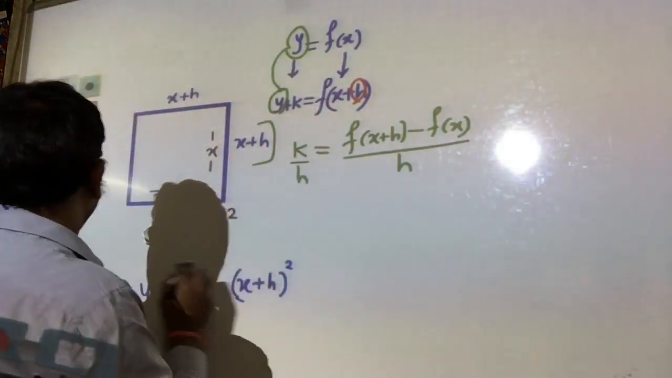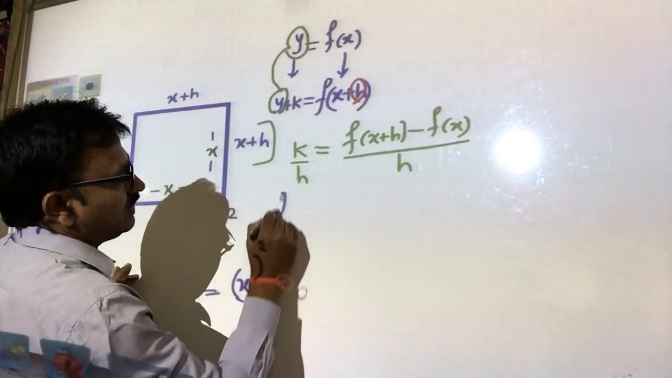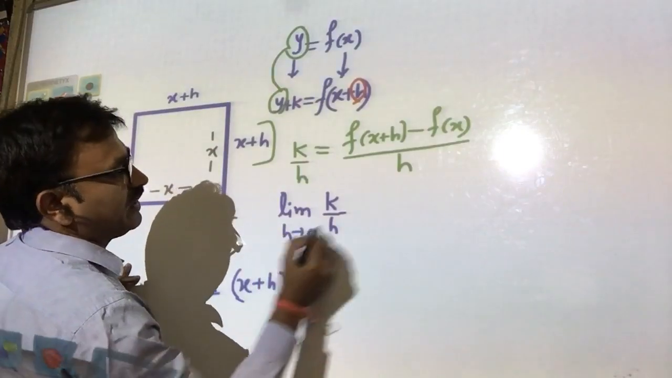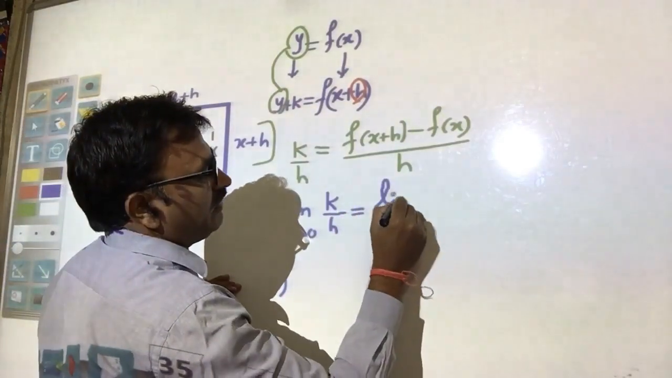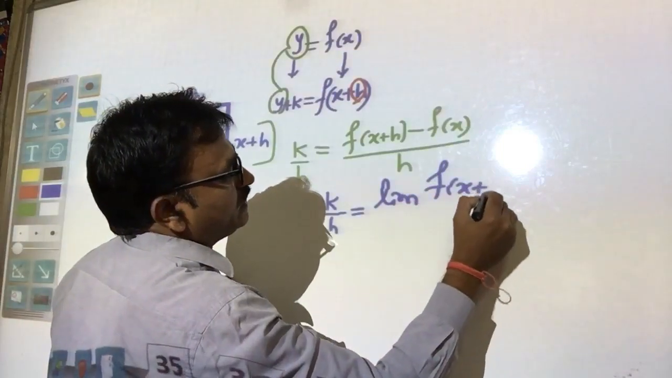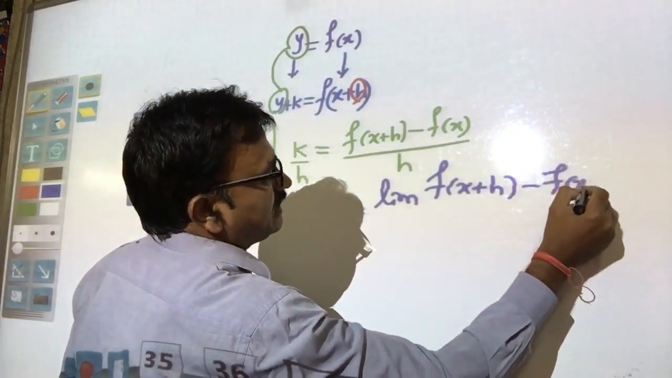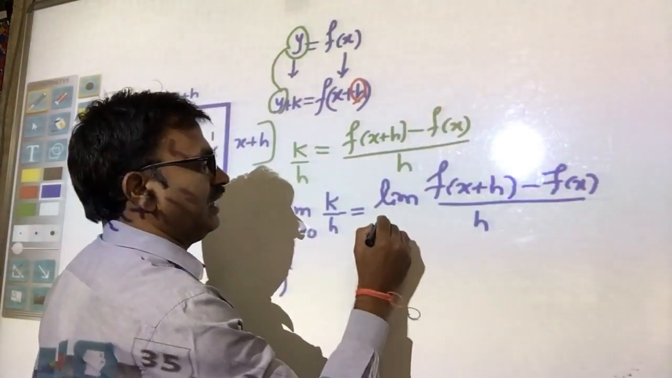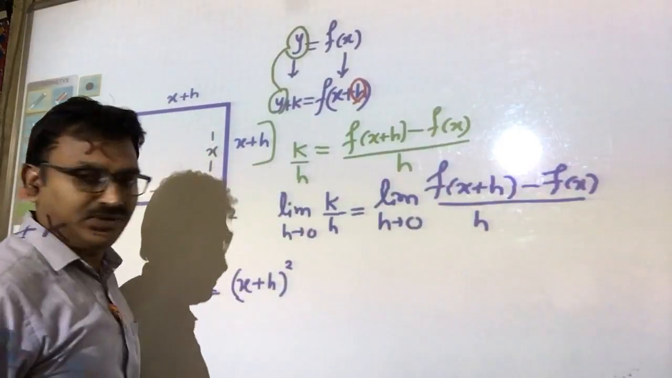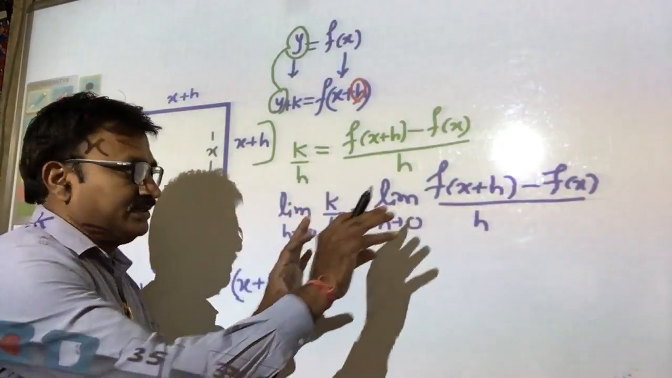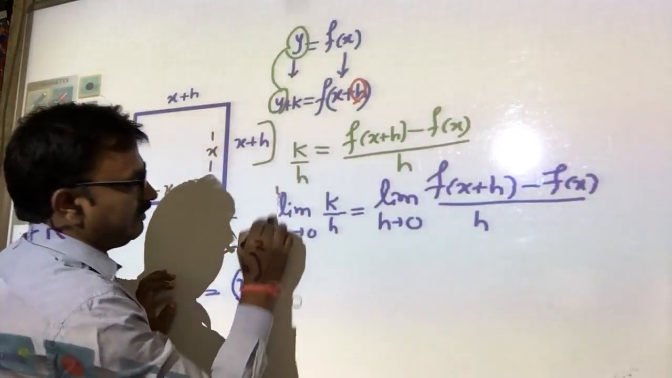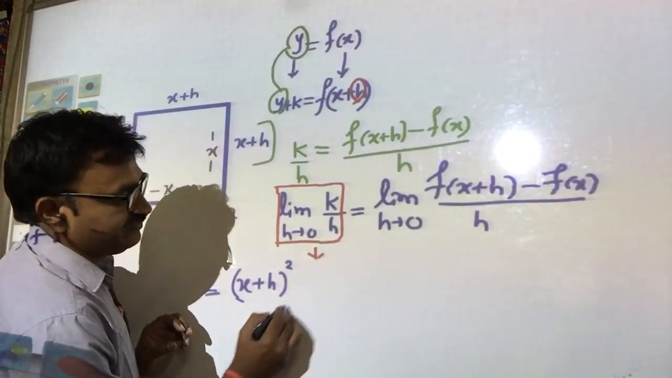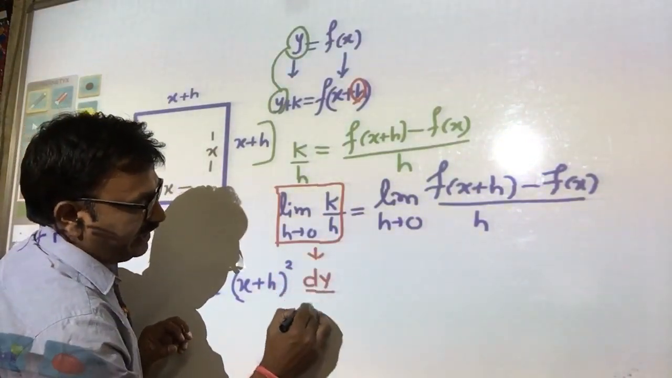So now take the limit. If we take the limit of k upon h as h tends to 0, we have to use our previous class 11 theory, that is, the limit of a function. How will we find the limit of a function? So students, remember it. This particular thing is called dy by dx.